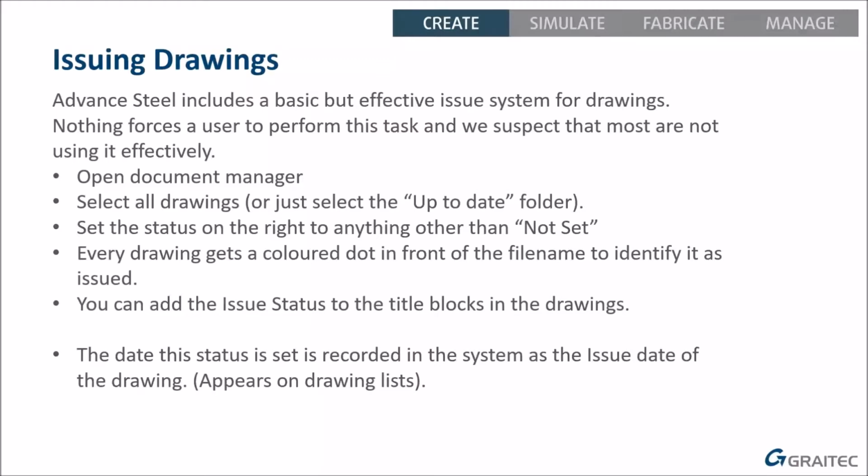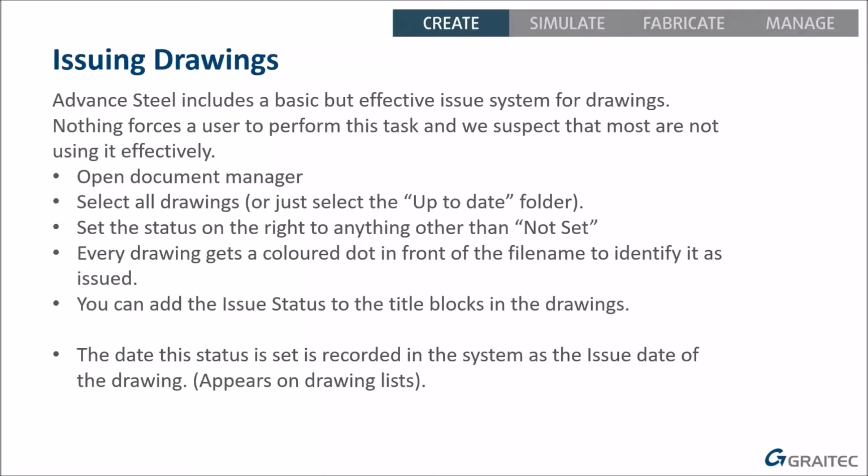The date that you set that status, change it from not set to anything else, is recorded in the system, and that will show us the issue date for that drawing. So when you do drawing lists on the bills of materials or revision lists, and it shows the revision, the issue date on that list is the date that that status was changed.